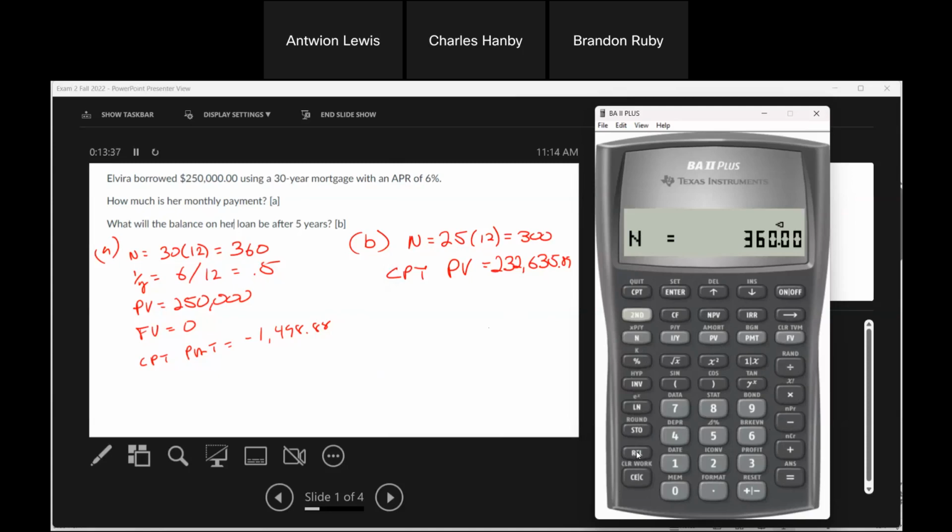So, here's the calculation. It won't be a test question, but it's an important one. My payment is the 1498. Let's say I pay $200 a month extra, so minus 200, so 1698. I put that in my payment, and then I can compute the end. So those $200 a month.